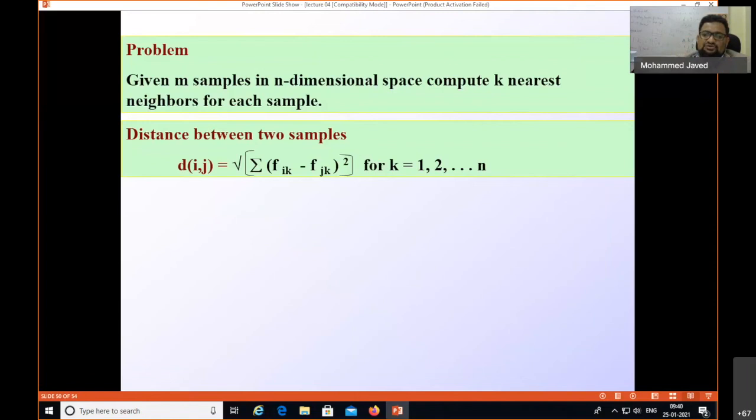I need to identify the k nearest neighbors. If I randomly select some student and ask who the neighbors of this particular student are, let us take three neighbors: who are the three people on the left side and who are the three people on the right side, based on the merit list. For such problems you need to calculate the distance.